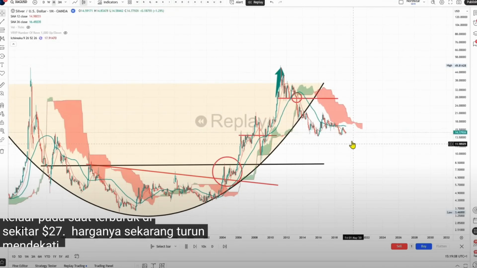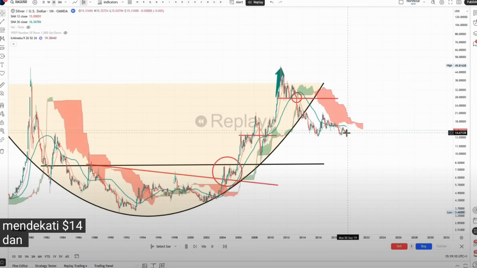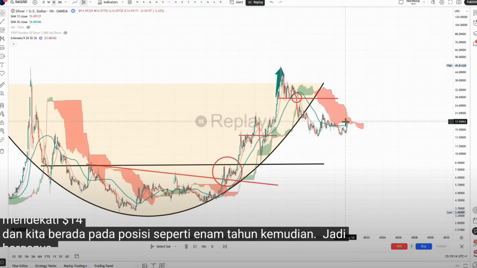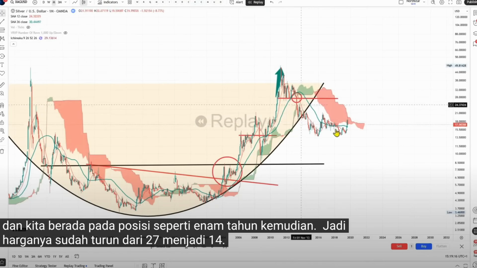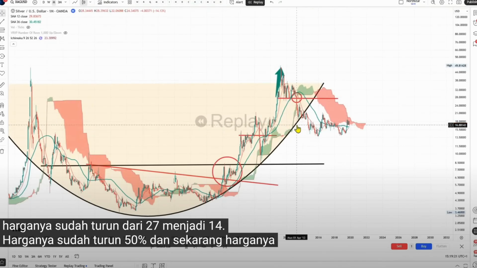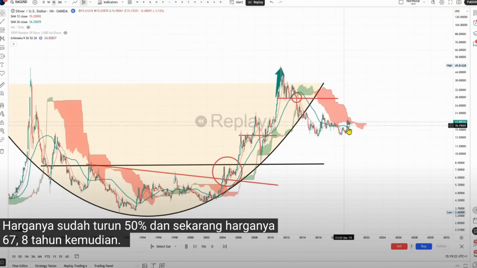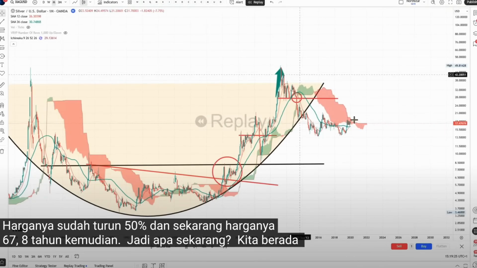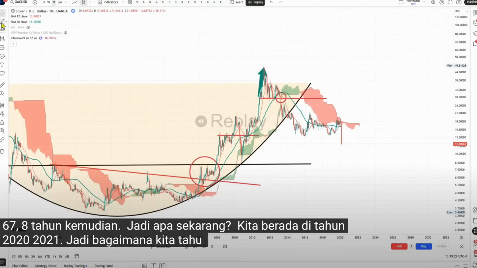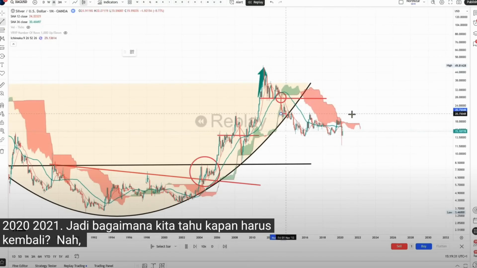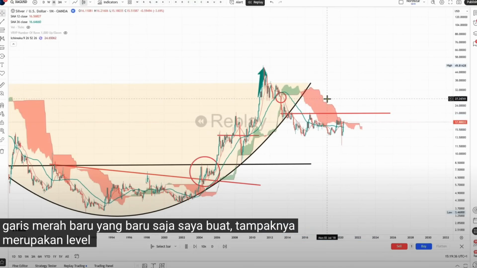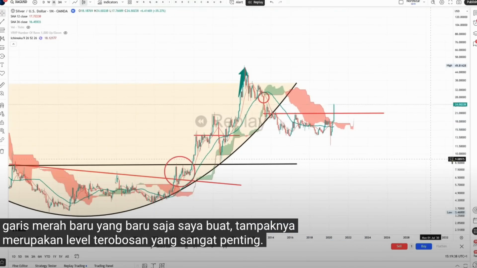Price is now down near $14, and we are 6 years later. So the price has fallen from 27 to 14. The price has gone down 50%, and we're now 6, 7, 8 years later. So what now? We're in 2020, 2021. So how do we know when to get back in? Well, that new red line that I've just put on appears to be a very important breakout level.